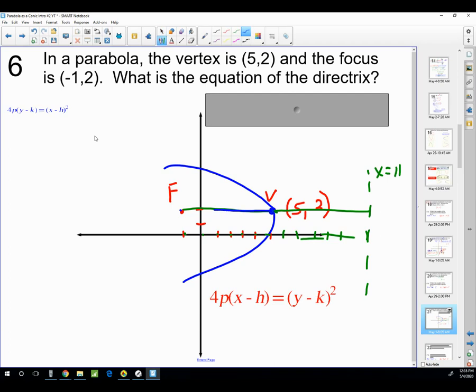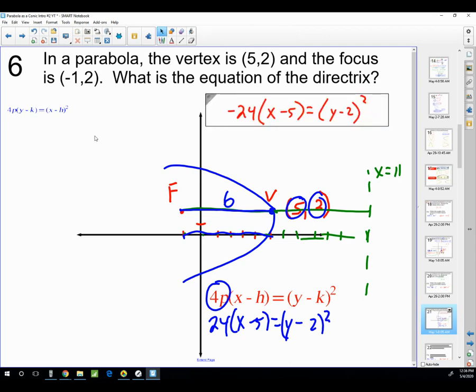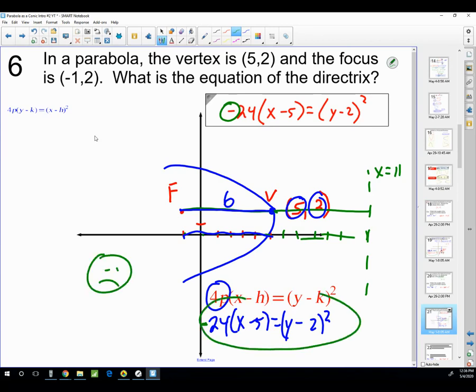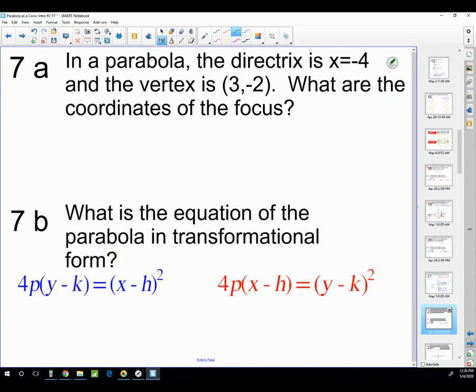P is this length right here, which we've already counted. 2, 3, 4, 5, 6. So 4 times 6 is 24. X minus the x coordinate of the vertex, 5, equals y minus the y coordinate of the vertex squared. And then let's compare that to the answer. Keep in mind that you do have to observe the negative because this thing is going to the left. If you leave that negative off, you're going to miss that. And man, we'd be sad about that. That's 6B. We have one more and then we'd be done.